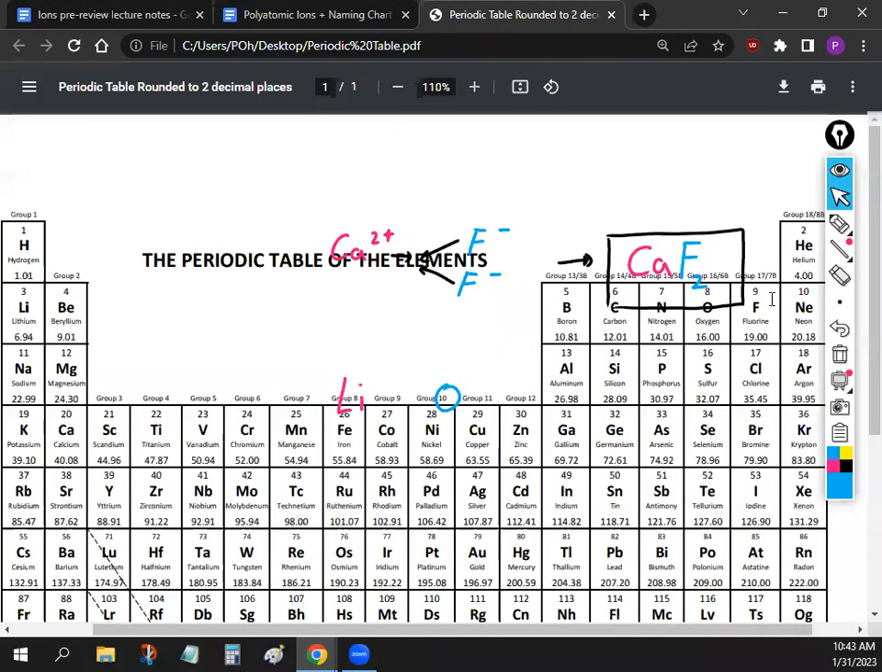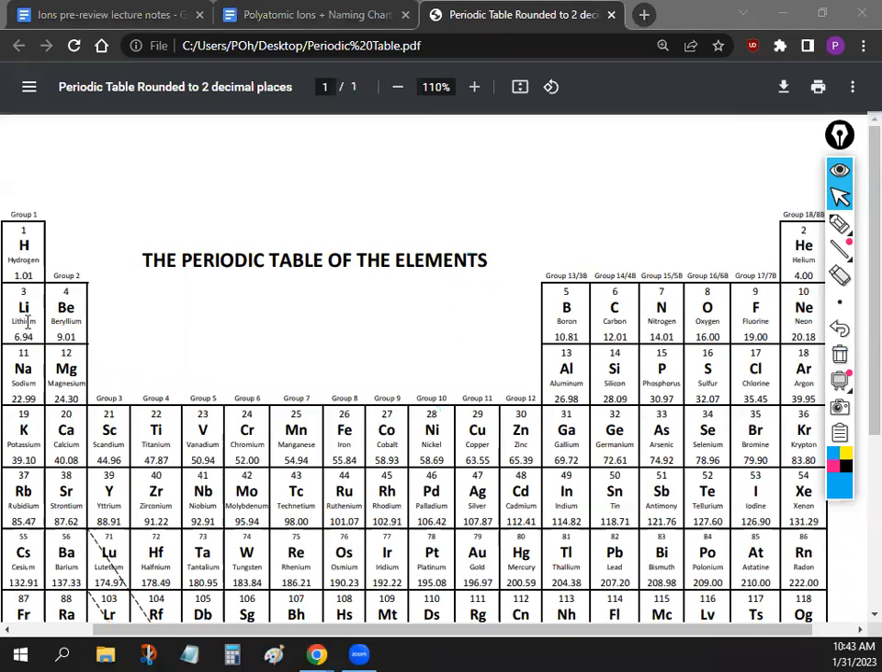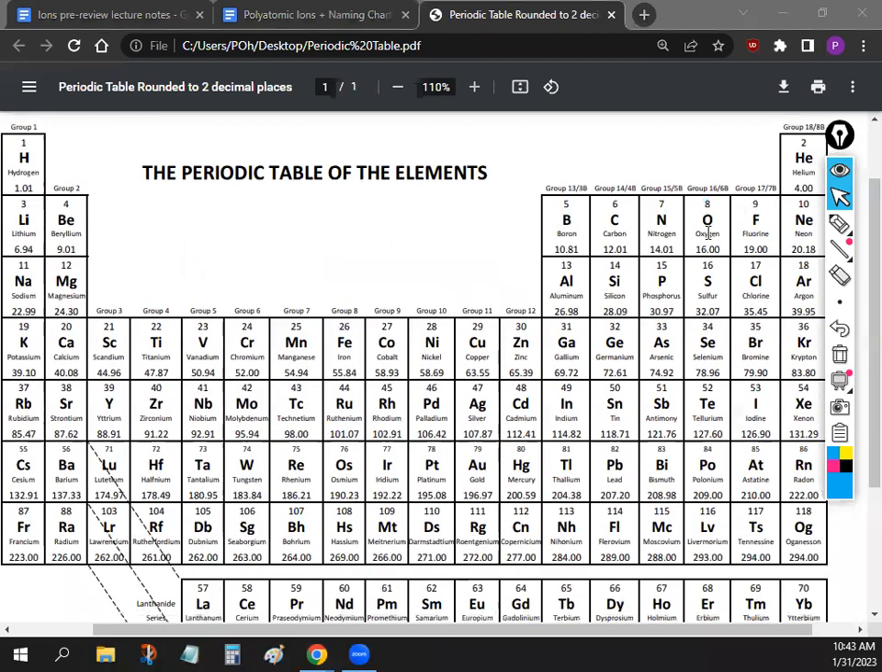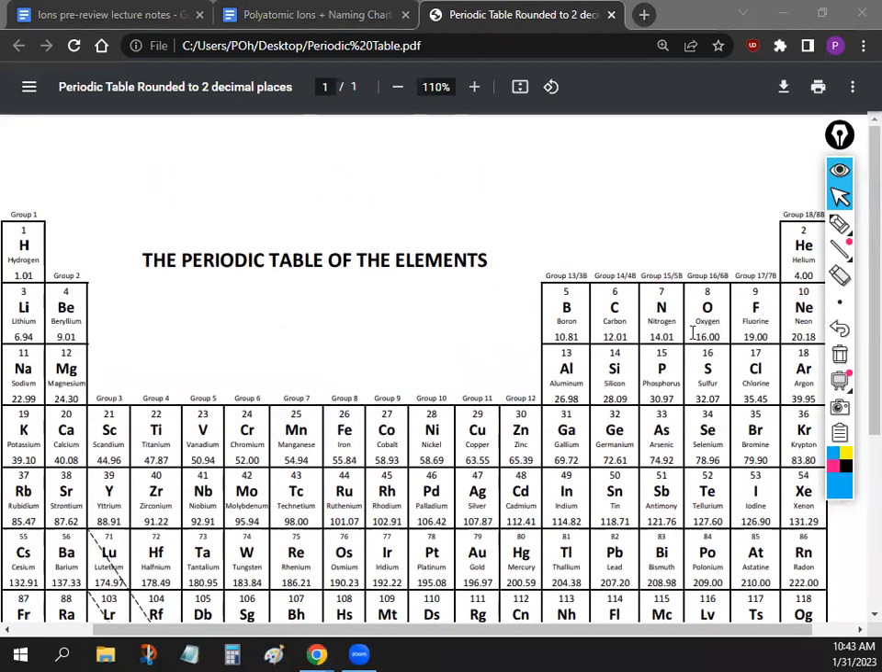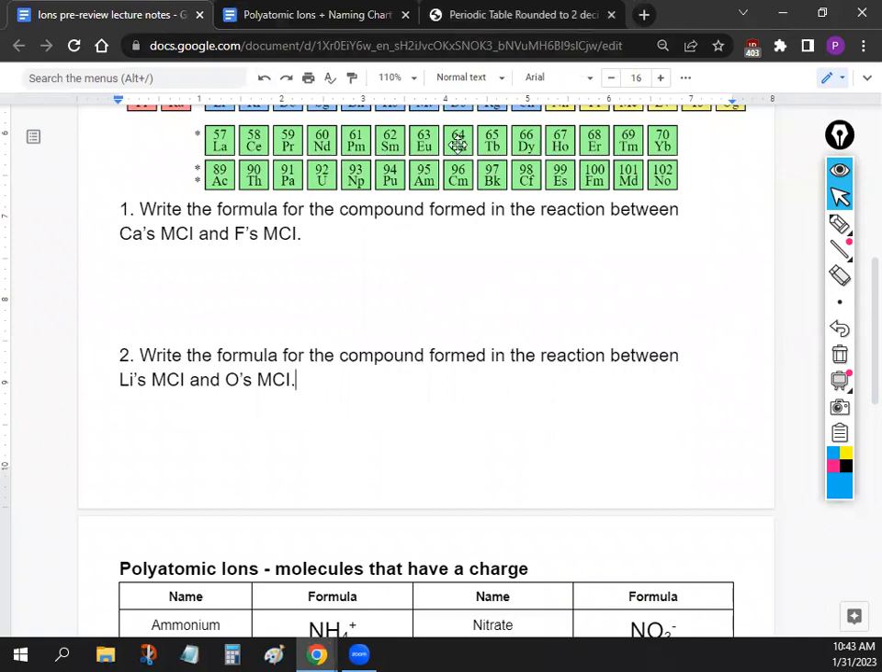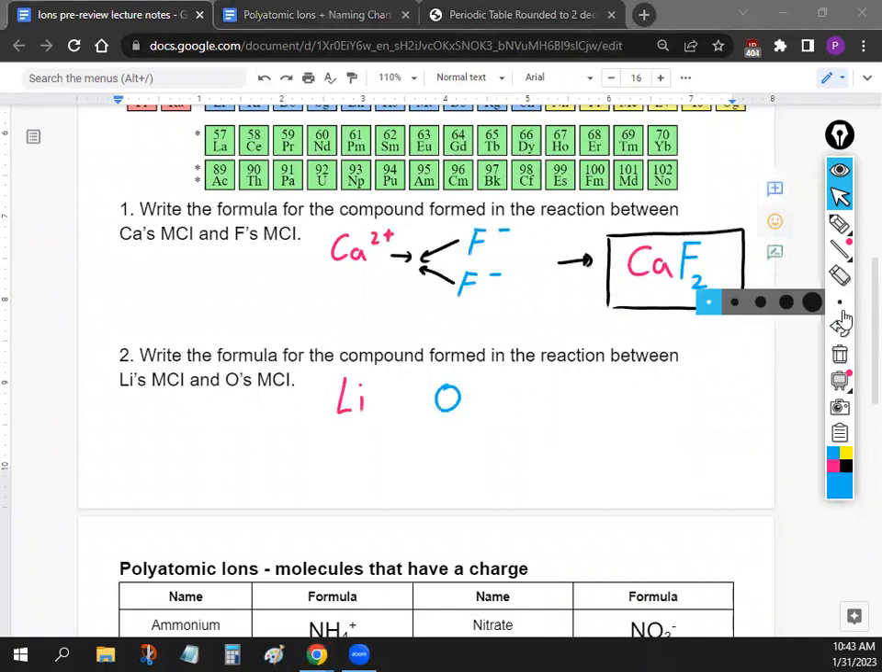If we take a look at Li, Li is right here in this column. What's Li's MCI? +1, good. And then oxygen is right here. What's oxygen's MCI? -2, exactly. Good job, guys. So we got Li, which is +1, and oxygen, which is -2. This time we have way too much negative energy, right? So how many Li's do we need in total in order to balance it out? Yeah, we're going to need 2. You're going to need 2 of these to balance out the -2 right here.